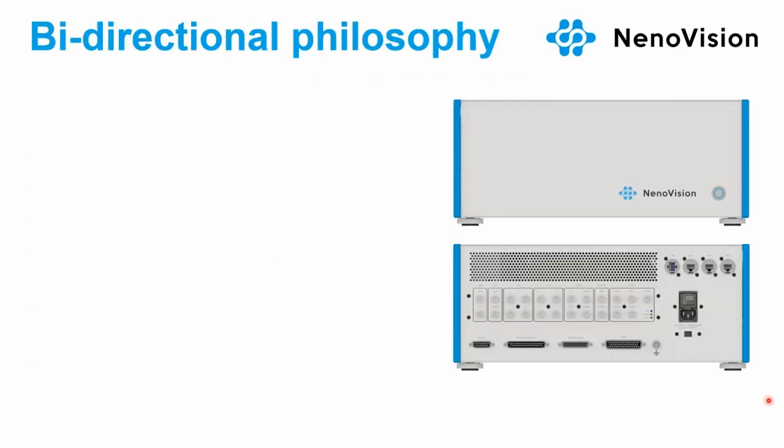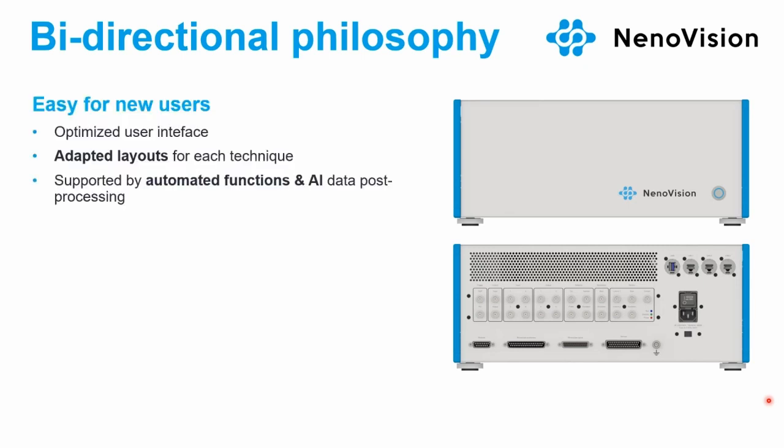Within the concept of the new nanobox, we followed a bi-directional philosophy. The first part was focusing on making life easier for new users, and also for SEM users who are not experts in the AFM field. So we optimized the user interface. We did different layouts and tried to automate as many functions as possible.